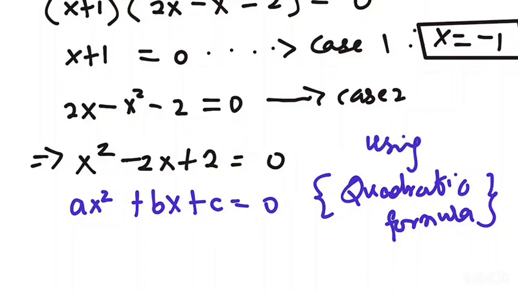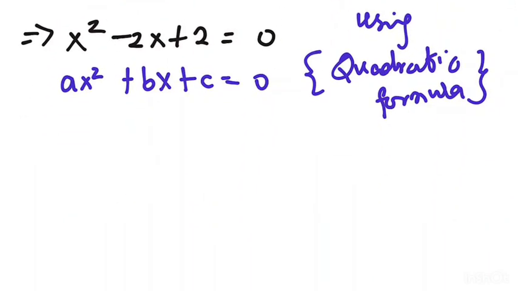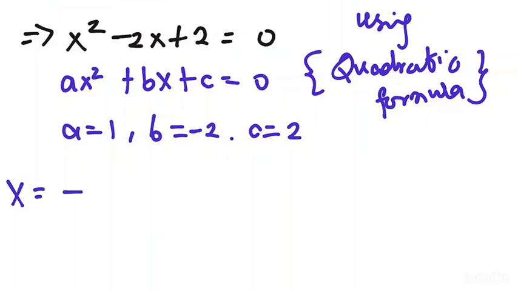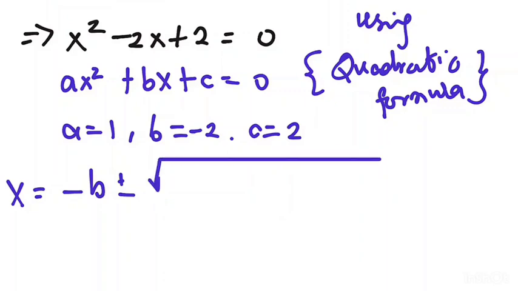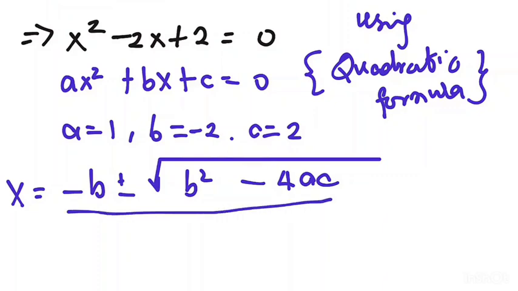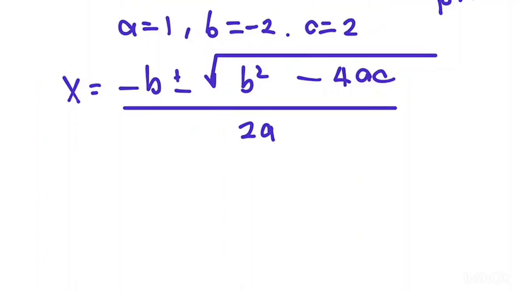Now, where is our quadratic formula? What is our a? a is 1, b will be minus 2, and c will be 2. So we're going to have x equals minus b plus or minus the square root of b squared minus 4ac, all divided by 2a. Understood?